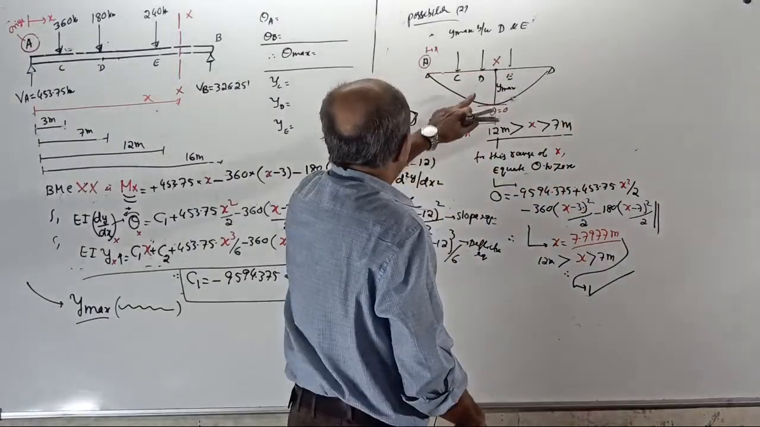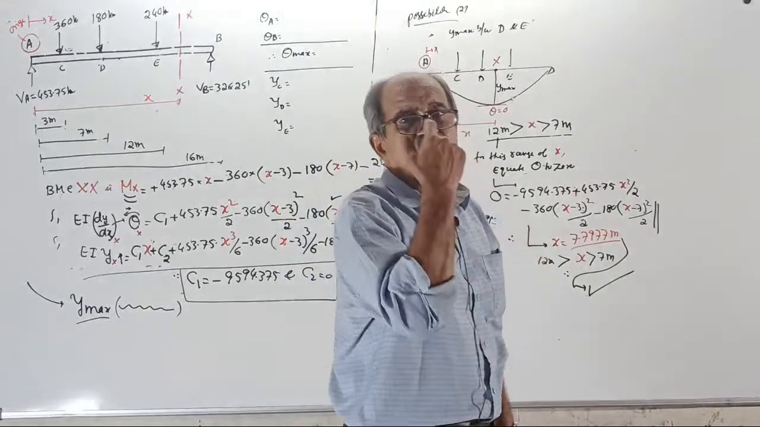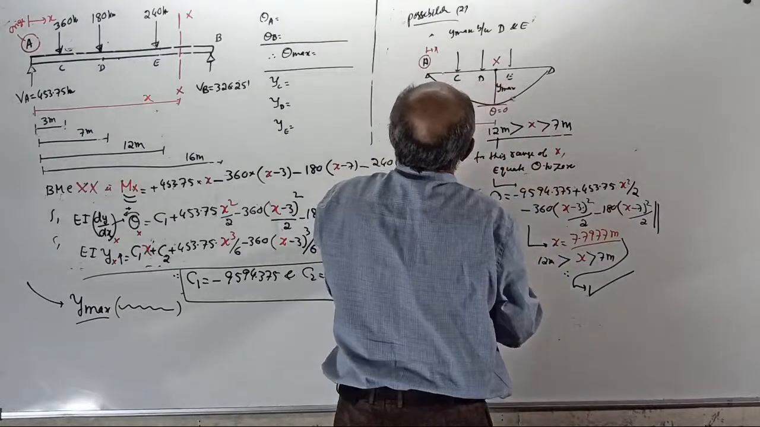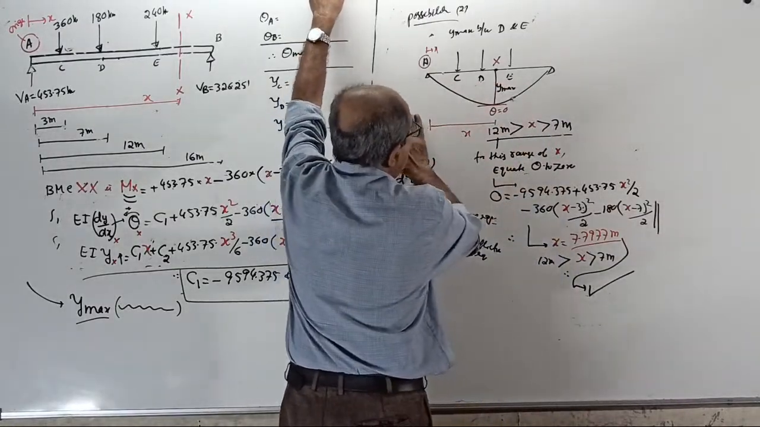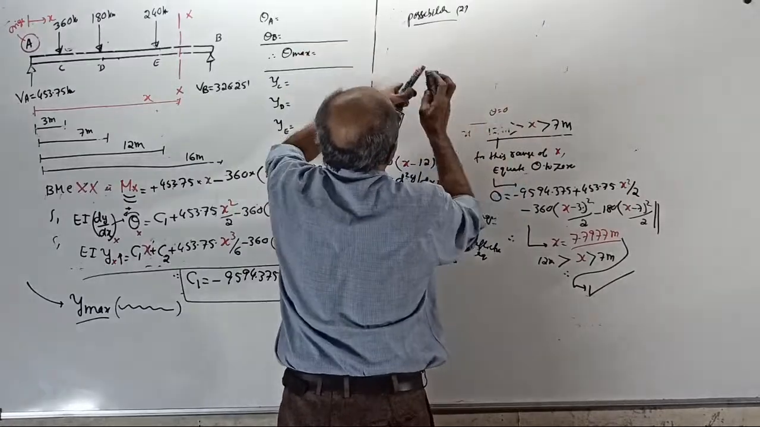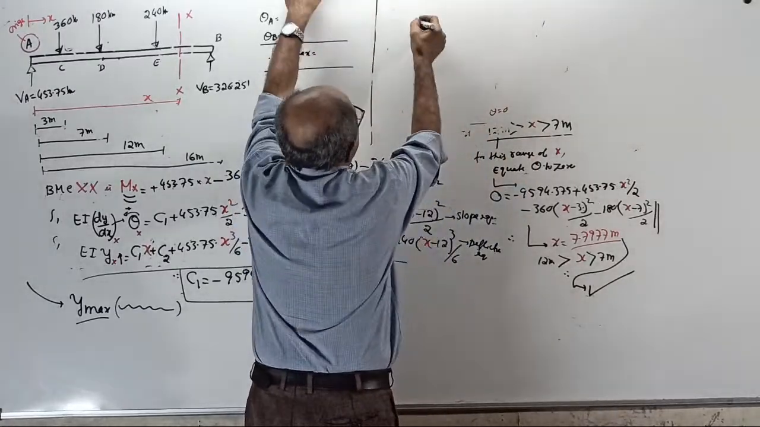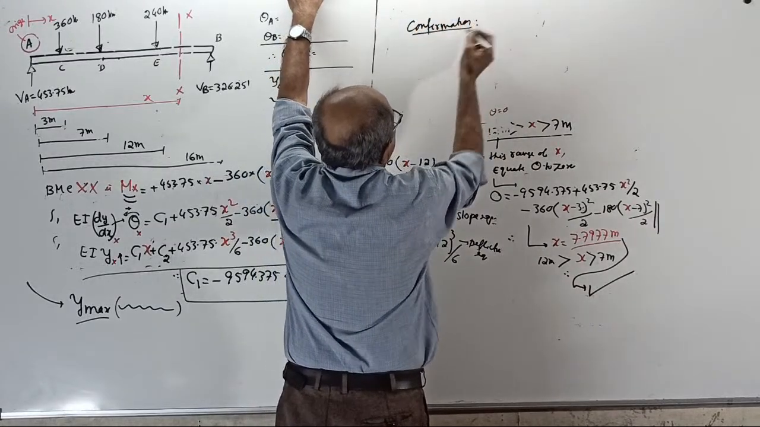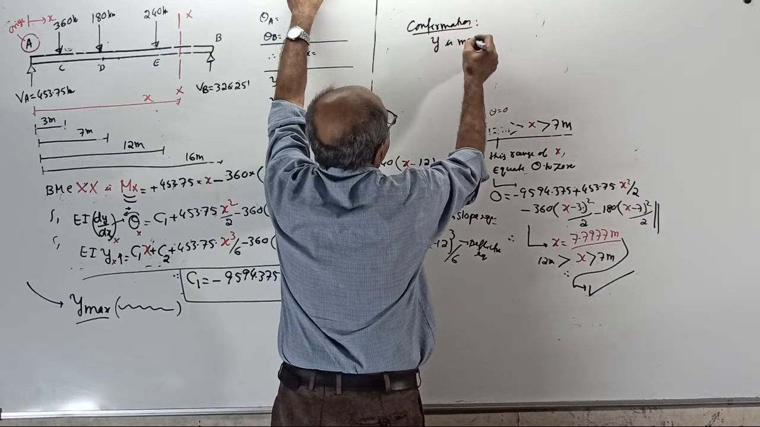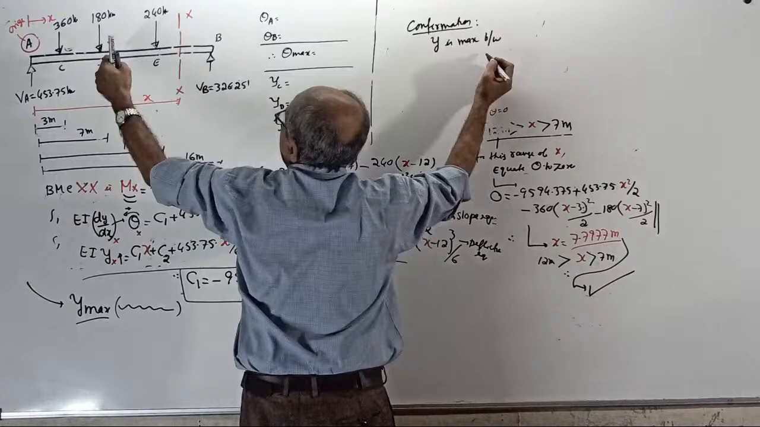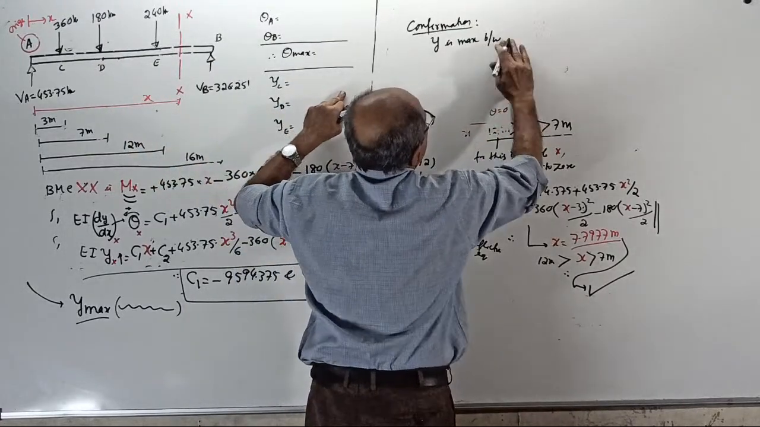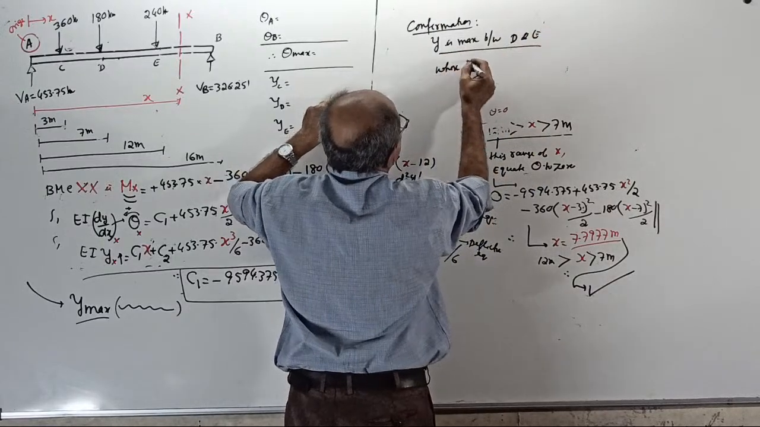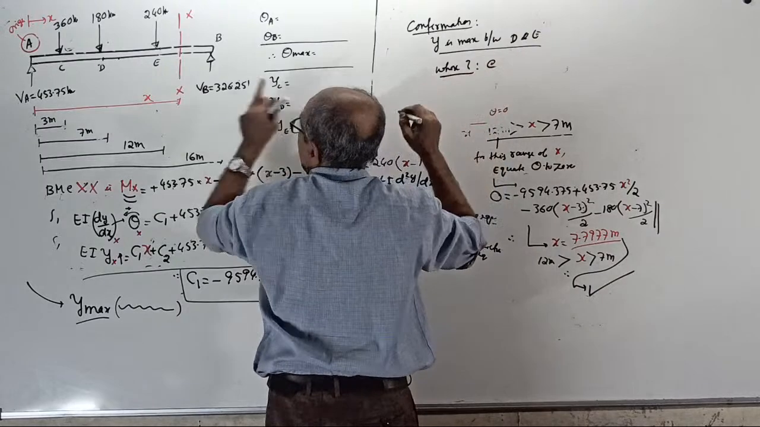Because that means there is a point between D and E where theta is 0. Correct. Therefore, confirmation. The confirmation is that y is maximum between D and E. Between D and E. Okay, confirmation. And then where? Question, where? At what?